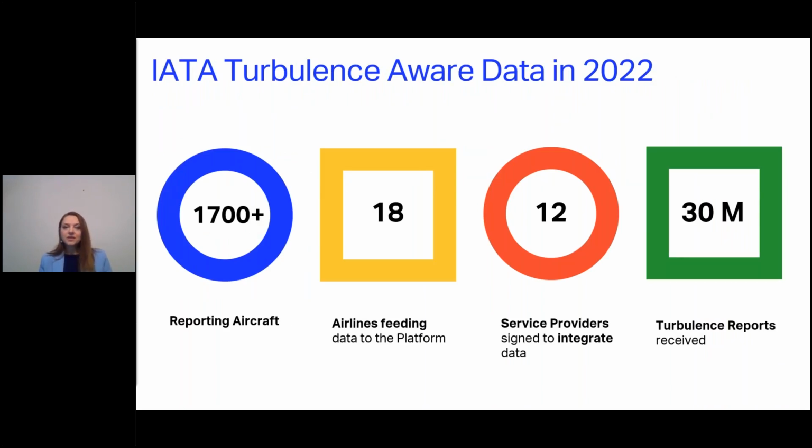Currently, we have about 1,700 aircraft reporting the data, which comes from 18 airlines, and around 12 service providers have integrated the data feed into their tools. And we're collecting about 30 million reports per year, and this number of reports is growing essentially as we grow data coverage and implement more aircraft with the reporting capability. Next slide, please.